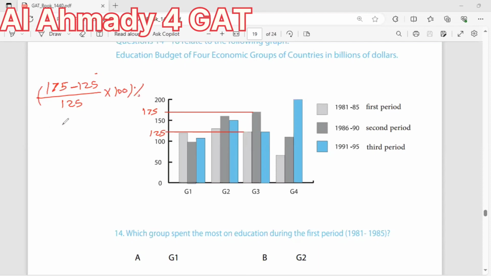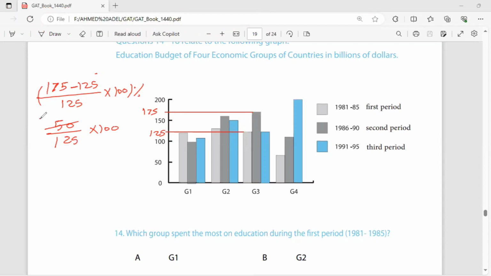So 175 minus 125 is 50, over 125, multiplied by 100. You can divide by 25. 50 divided by 25 is 2, and 100 divided by 5 is 20. 2 times 20 is 40%. This is the percent of increase from the first period to the second period by group 3. So the answer here is 40%.